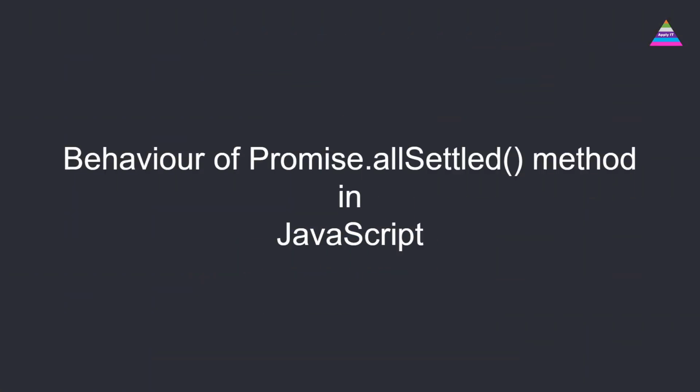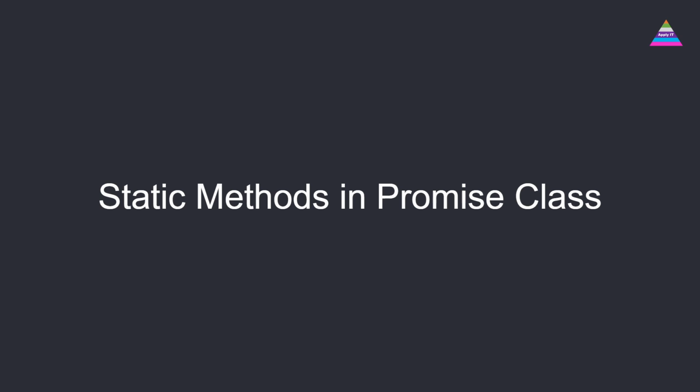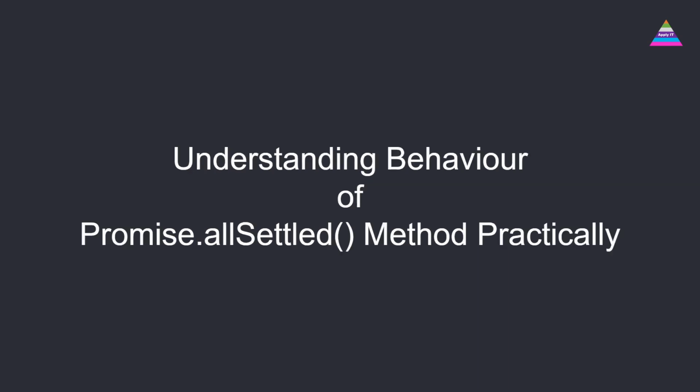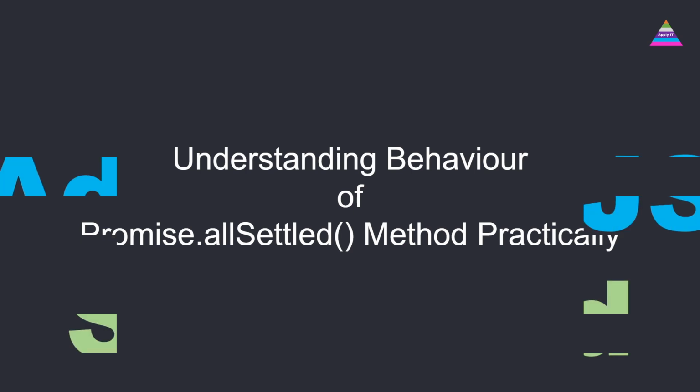In this video, I am going to demonstrate the behavior of the allSettled method of the Promise class in JavaScript. There are many static methods available in the Promise class, and Promise.allSettled is one of the methods related to concurrency. So in this video, we'll understand the behavior of the Promise.allSettled method practically.